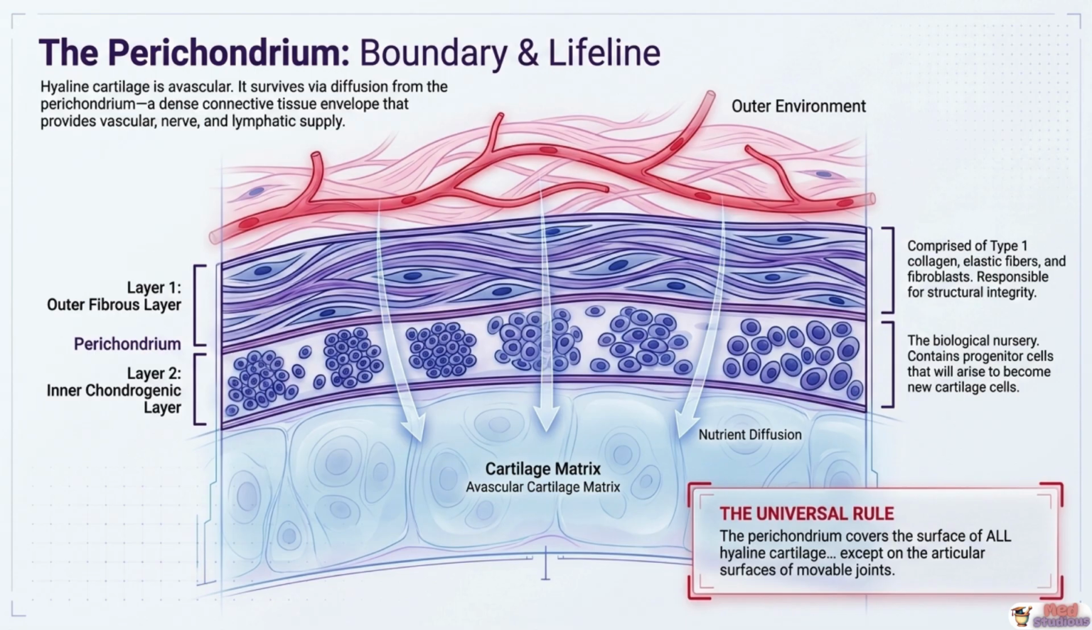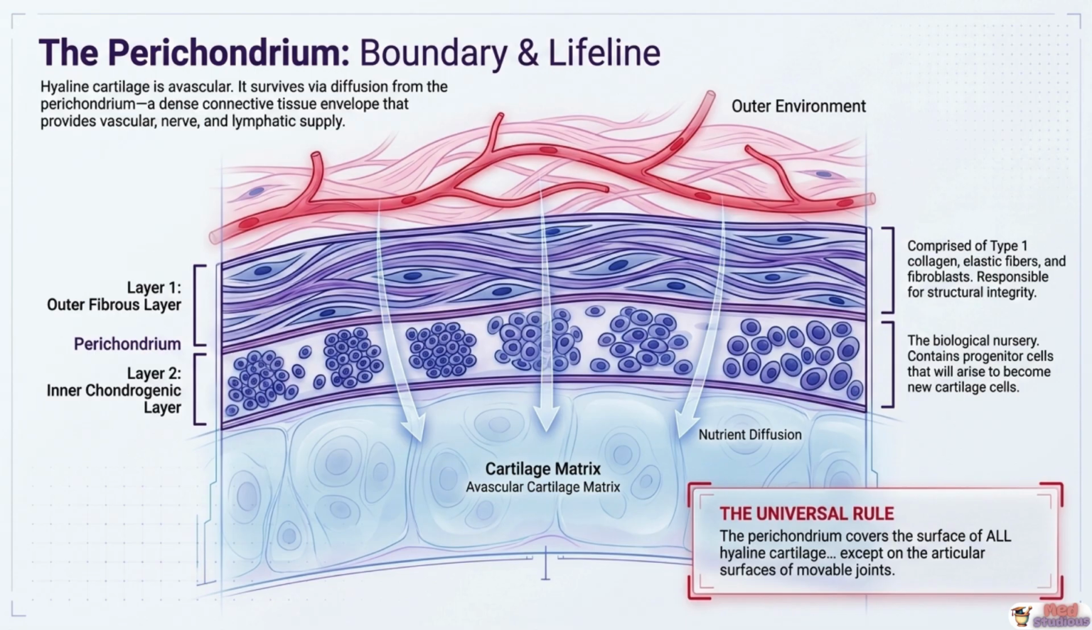The inner layer is the chondrogenic layer, the biological nursery of the cartilage. It contains chondroprogenitor cells, the precursors to chondroblasts, which, when activated by mechanical or biochemical signals, can differentiate into chondroblasts and then produce new cartilage matrix. This is the mechanism of appositional growth, the process by which new cartilage is added to the surface of existing cartilage by cell division and matrix secretion at the periphery.